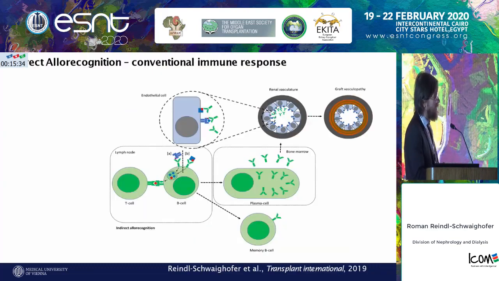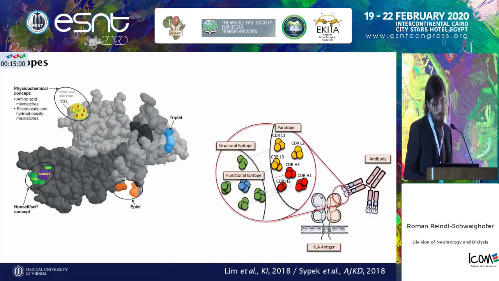This is just a basic slide that shows how this indirect allorecognition, that's some sort of conventional immune response, drives the antibody formation. Antigens are bound by B cells with the receptor that binds the antigens, and they are internalized and presented to T cells that are needed for activation, and this B cell goes to the bone marrow and becomes a plasma cell, secreting antibodies that are detecting the antigen in the graft and cause graft vasculopathy, or remain as memory B cells. So this is our current understanding of the allo-antibody development.